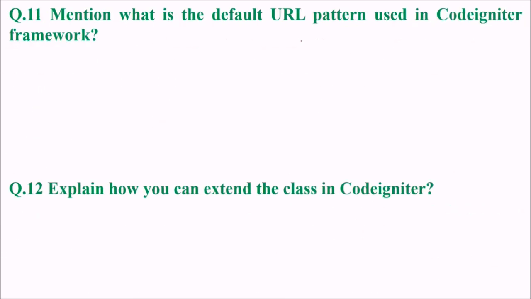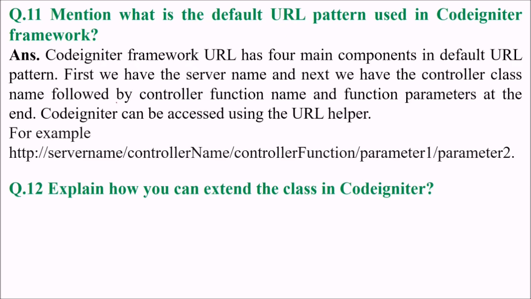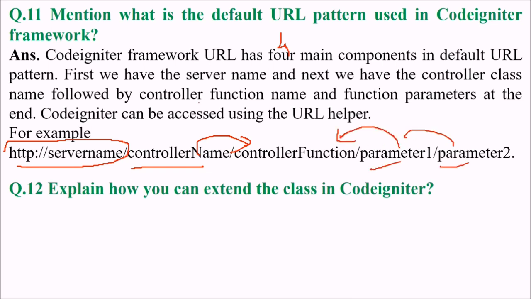Mention what is the default URL pattern used in the CodeIgniter framework. The CodeIgniter framework has four major components in its default URL pattern. First we have the server name. If you're doing it in localhost, http:// you can have localhost. Then you have the controller name, which is going to control. Then the function which this controller is going to invoke, and then the function is going to use certain parameters. So these are the list of the parameters.